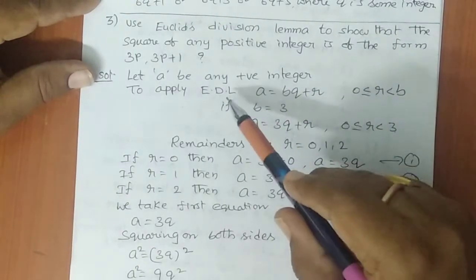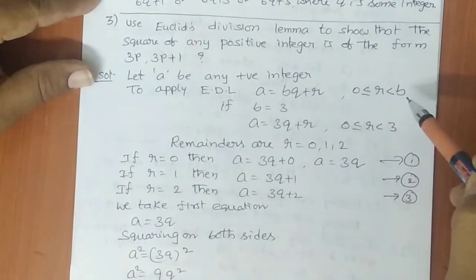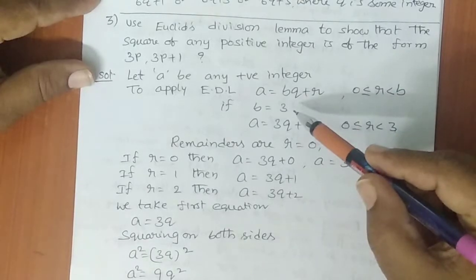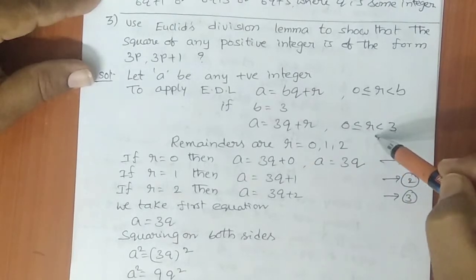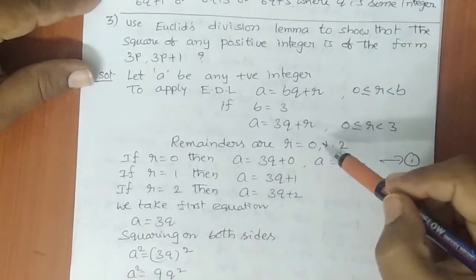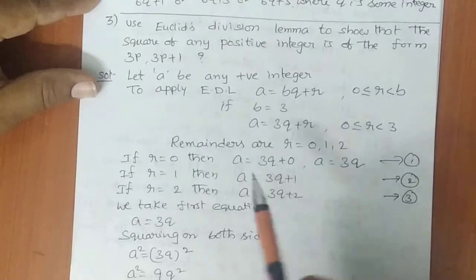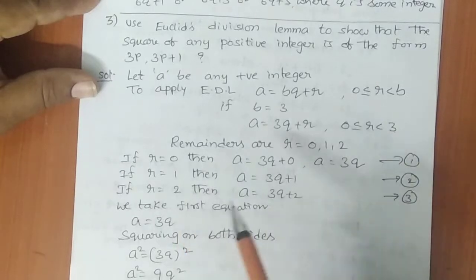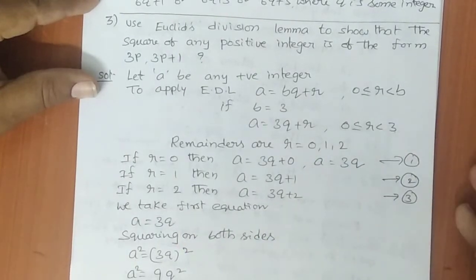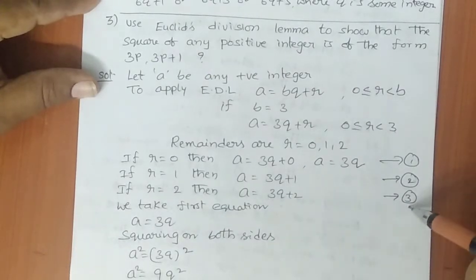To apply EDL, a equal to bq plus r, 0 less than or equal to r less than b. So b equal to 3. So a equal to 3q plus r, 0 less than or equal to r less than 3. So remainders are r equal to 0, 1, 2. If r equal to 0, then a equal to 3q plus 0, therefore a equal to 3q. If r equal to 1, then a equal to 3q plus 1. If r equal to 2, then a equal to 3q plus 2. Let these be equation 1, equation 2 and equation 3.